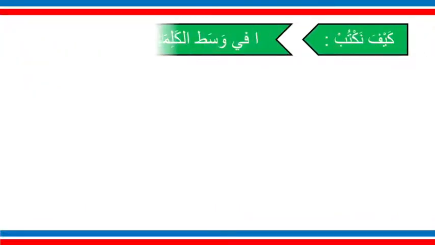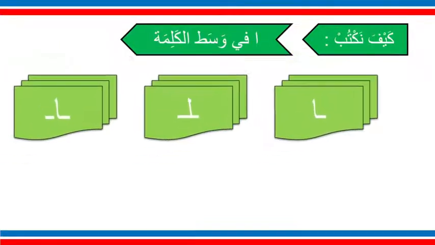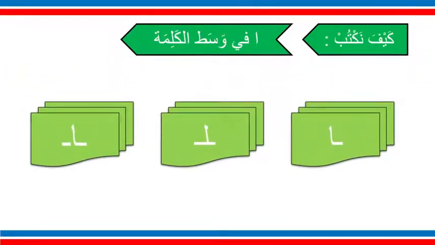Next question is to choose the correct answer. كيف نكتب? How do we write? في وسط الكلمة, in the middle of the word. Now we have these three options. I want you to choose. Did you choose? Because now I say the answer. We will write in the middle of the word, في وسط الكلمة, like this. Why? Because it is one of the prank letters, so it will not be connected with the following letter.